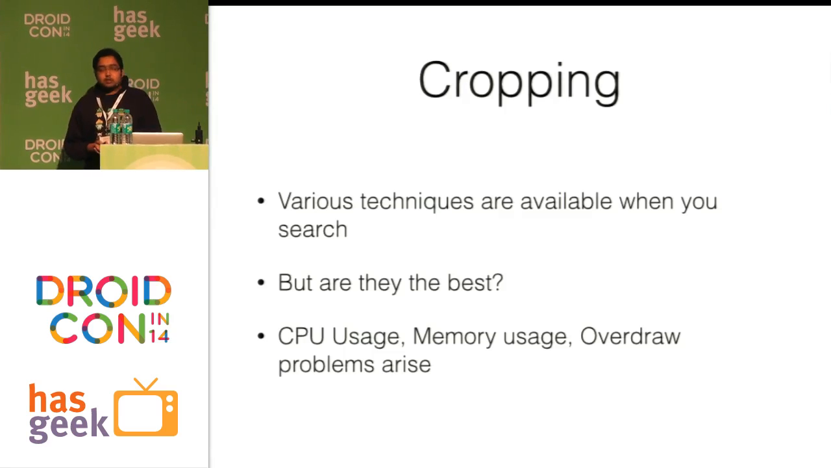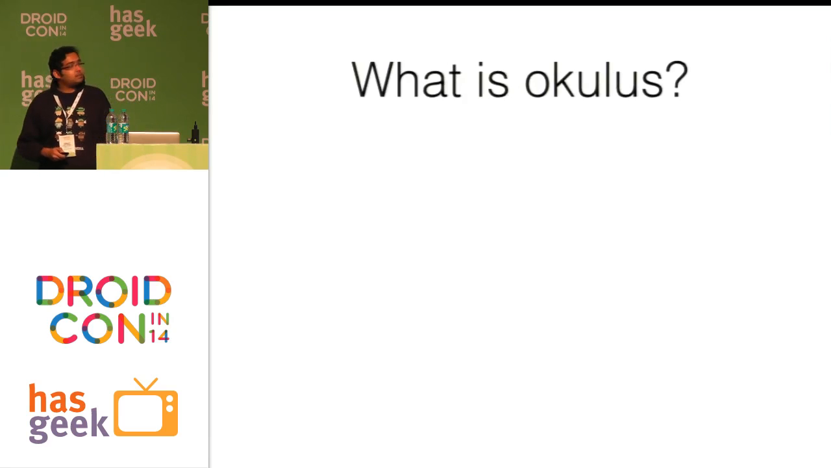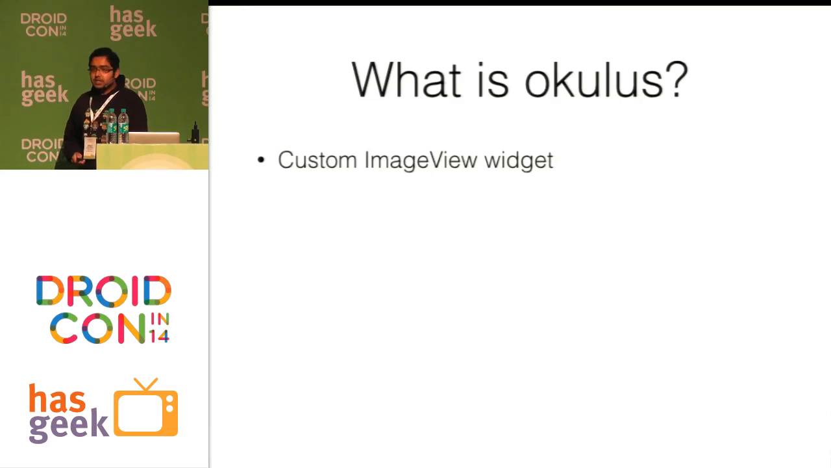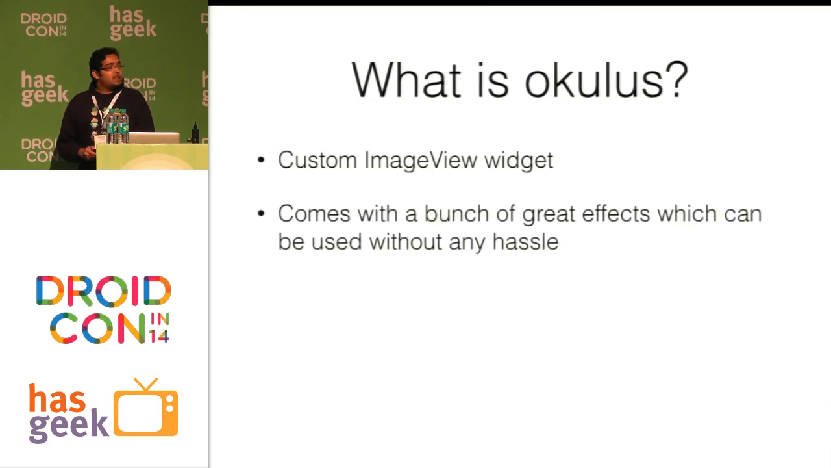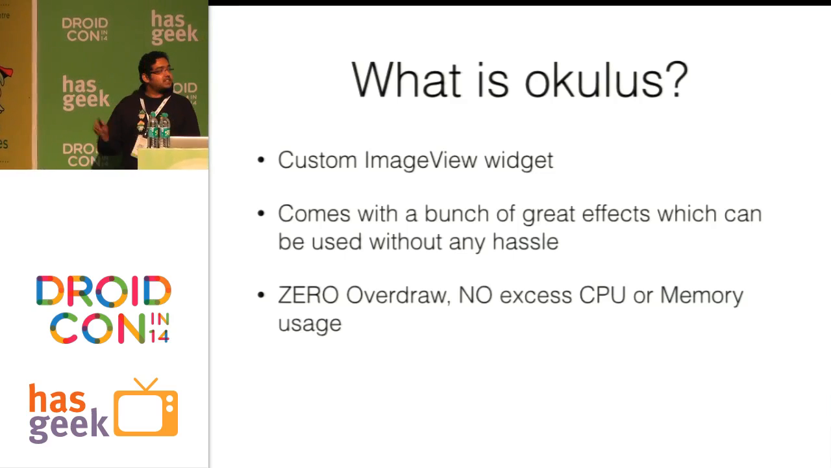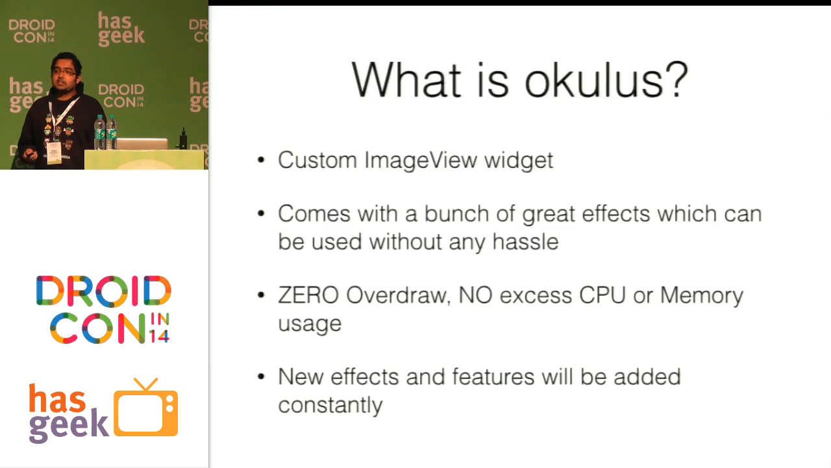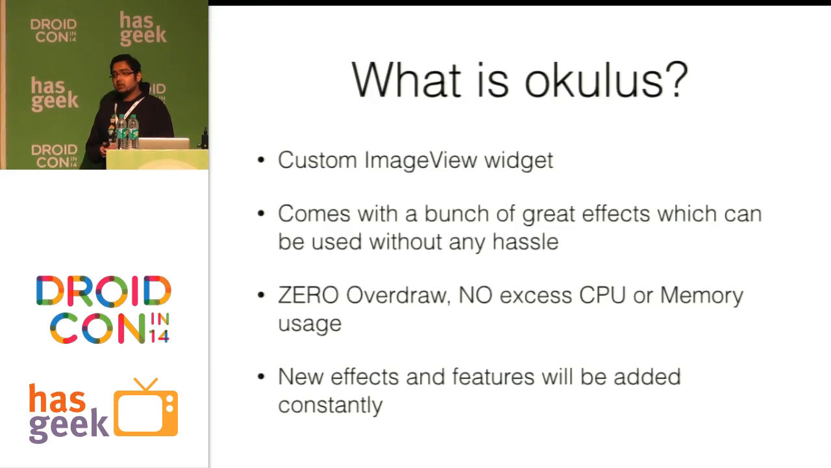So what I wanted to do was make a very simple image view which developers could easily drop in instead of a regular image view, to get really good, high performance, efficient effects for their apps. That is exactly what Okulus is. It's a custom image view widget. It's a drop-in replacement for image view. It comes with a bunch of really great effects that you can use simply and without any problems, with zero overdraw and no excess CPU or memory usage. And since it's an open source app and a lot of us are invested in having something like this, new effects and features will be added constantly.